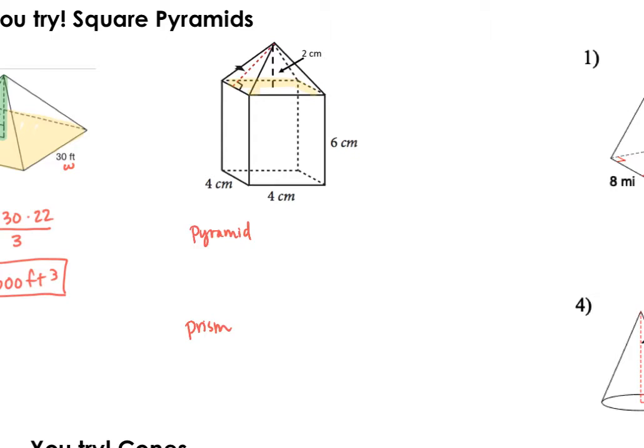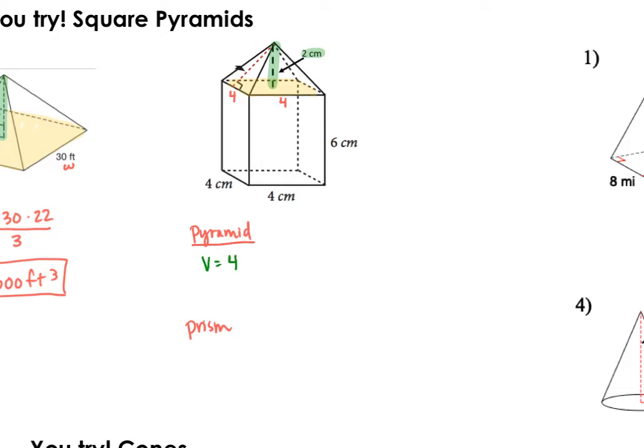Here's my base. At first glance, it might look like we're missing some measurements, but this pyramid is just sitting perfectly on top of this prism. So this length right here is going to be the same as this. So the base of the pyramid is going to be 4, and same thing on this side. So the dimensions for the pyramid, the length and width are both 4, and the height is 2. All right, so try to find the volume of the pyramid.